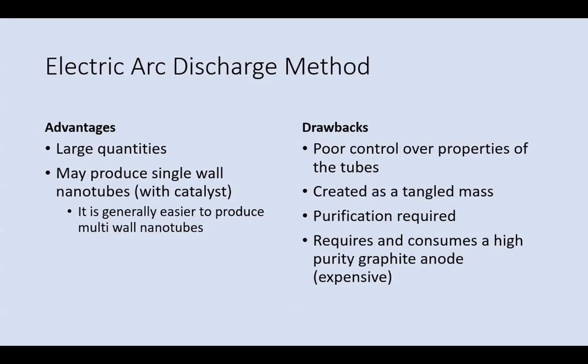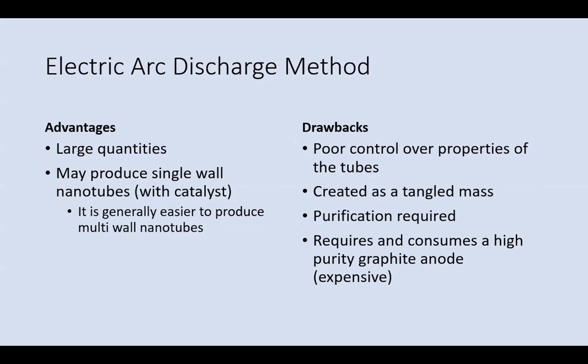Alright, so the first method of producing carbon nanotubes that we're going to discuss is the electric arc discharge method. The advantage of this approach is that it can produce large quantities of carbon nanotubes relatively quickly, and with the use of the right catalysts, it can produce single-walled carbon nanotubes. But unfortunately, it tends to produce essentially a large mass of poorly differentiated carbon products.